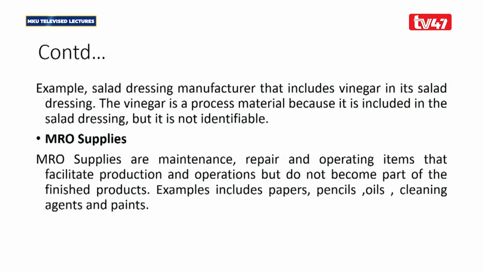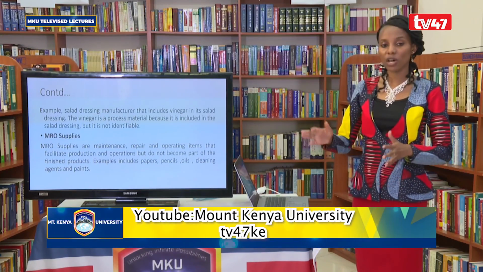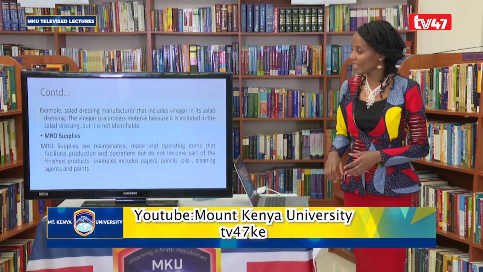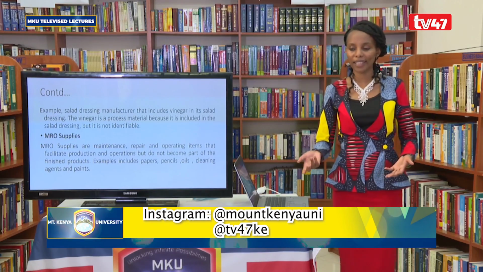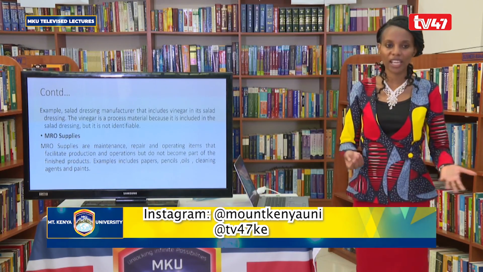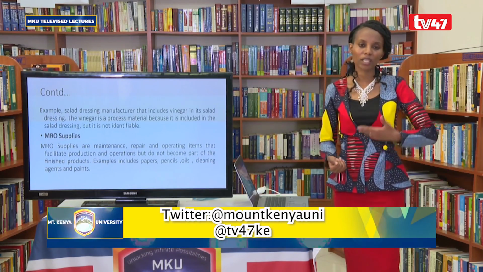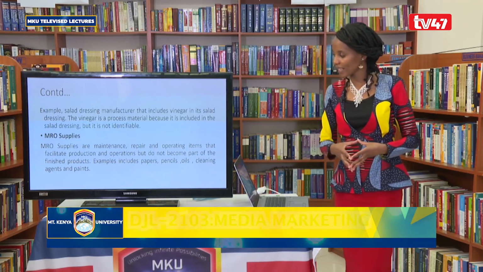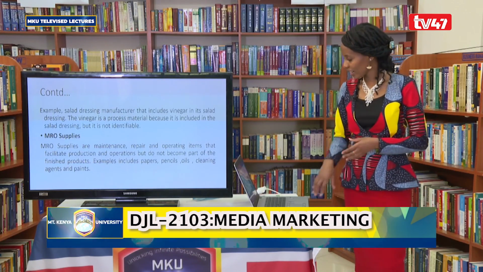A very good example, the screwdrivers, they are not part of the final product, but they are used for the purposes of repairing. Another example, the oils, they are used for the purposes of repairing different machines and different gadgets, but they are not part of the final product. The cleaning agents, maybe a given equipment or even a machine needs to be cleaned. These are cleaning reagents or agents. You find that they are not part of the final product, but they are used for the purposes of maintaining, repairing, and operating the products that are in the institution or the machines and the gadgets that are there.